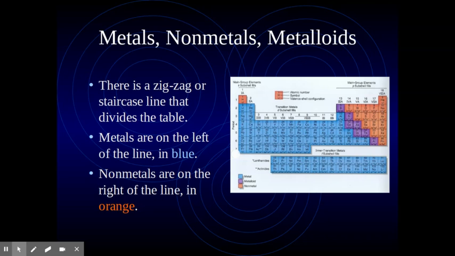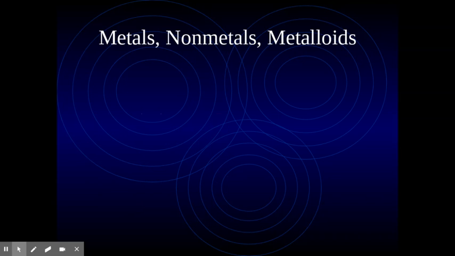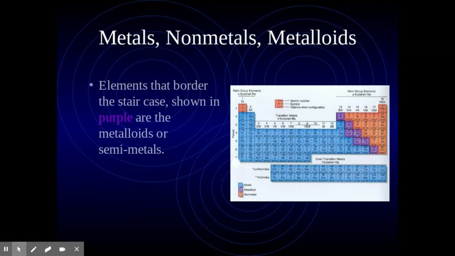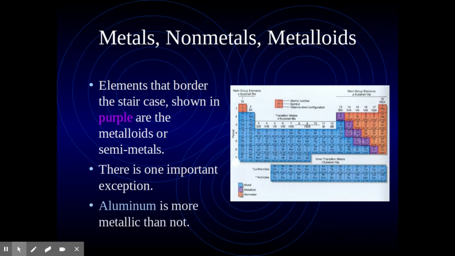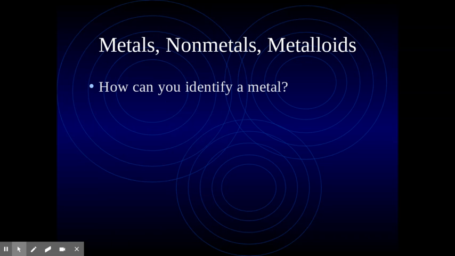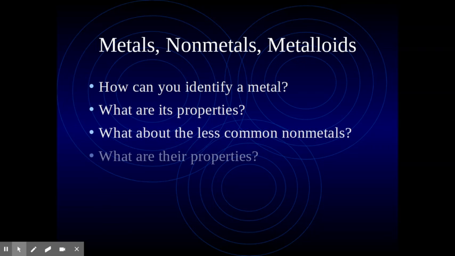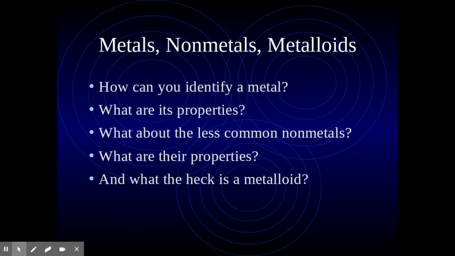Nonmetals are in the orange, as we just said. There they all are. So hopefully you can do all these from what we talked about the other day. Identify a metal. What are its properties? So it's lustrous. It's a good conductor of heat and electricity. It is malleable, right?